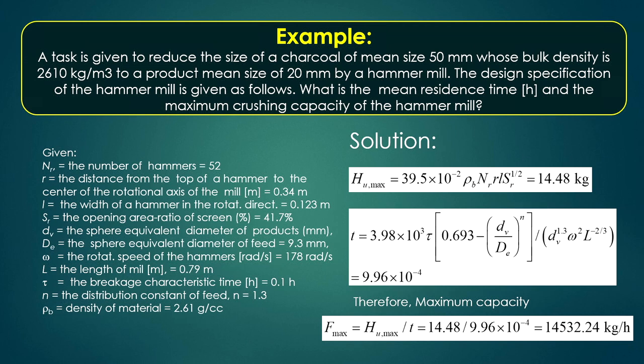Here one example is given to you. A task is given to reduce the size of a circle of mean size of 50 millimeter, whose bulk density is 2610 kg per meter cube, to a product mean size of 20 millimeter by a hammer mill. The design specification of the hammer mill is given as follows. What is the mean residence time and the maximum crushing capacity of the hammer mill, that is to be calculated. Here HU max first you have to calculate, and then T you have to calculate. All other parameters are given to you, and then the maximum capacity you can calculate here.